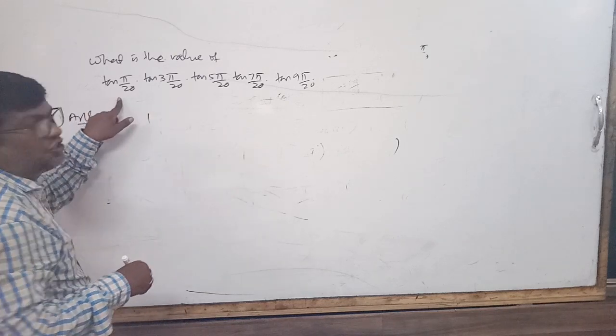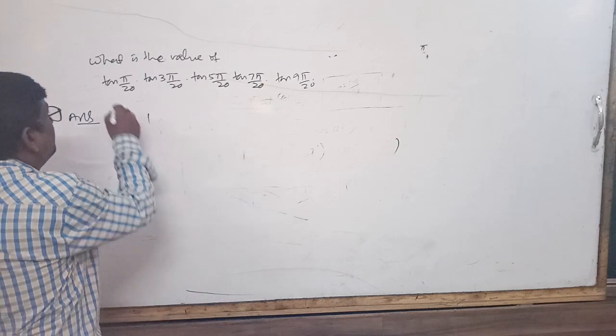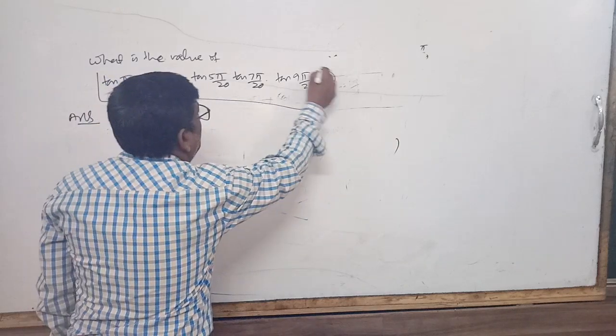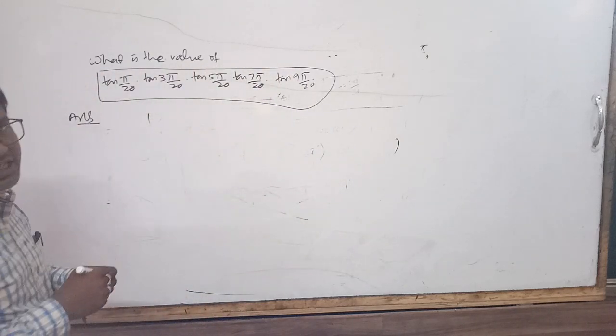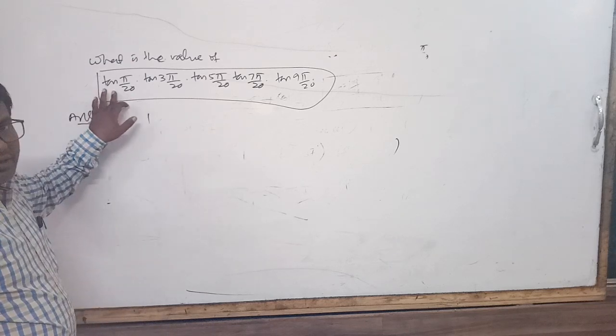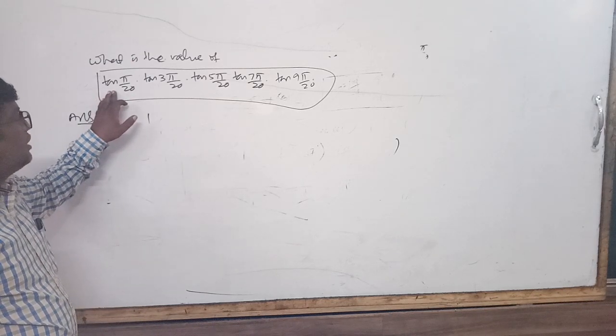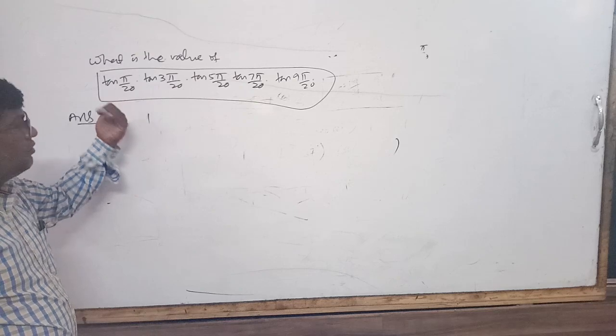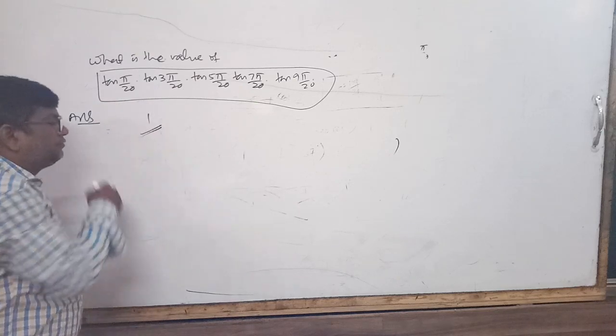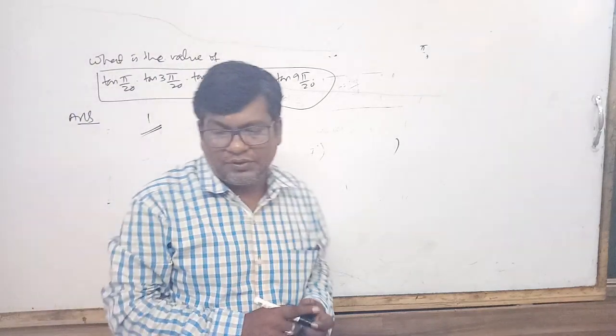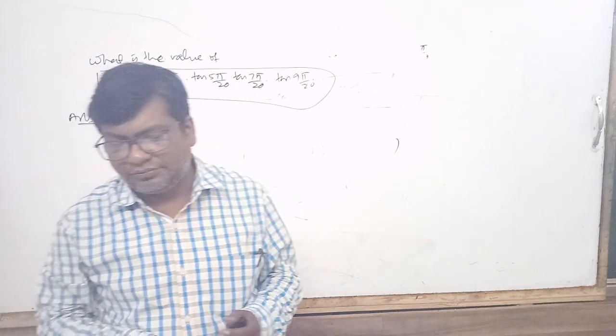For 1 mark, this is the question. These are tan or cot parts. This is also 1. In place of tan, we write cot or tan. Both answers are 1. Another question.